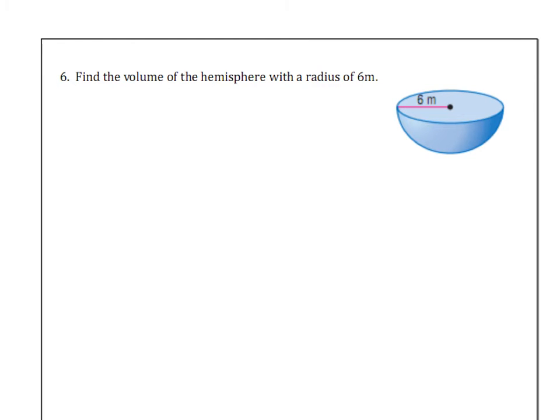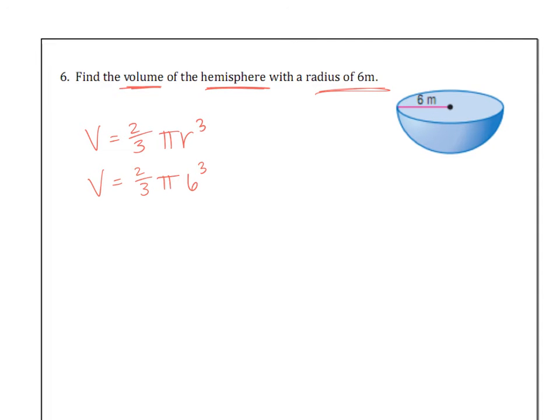Number 6, find the volume of the hemisphere with a radius of 6. Volume, hemisphere. So pick the correct formula. This one should be 2/3 pi r cubed. Okay, so the radius is 6, so volume is 2/3 pi 6 cubed.